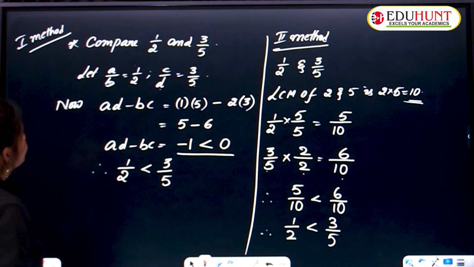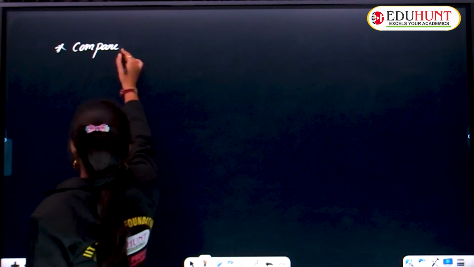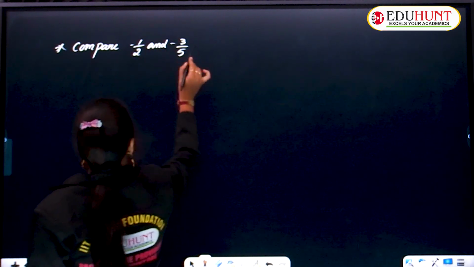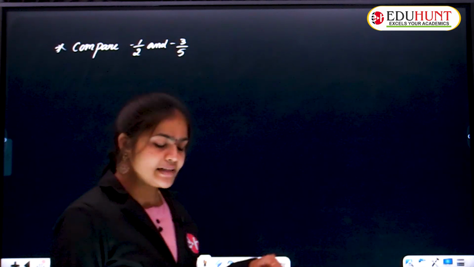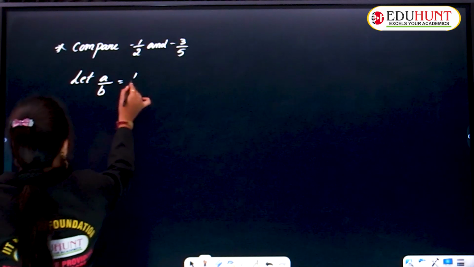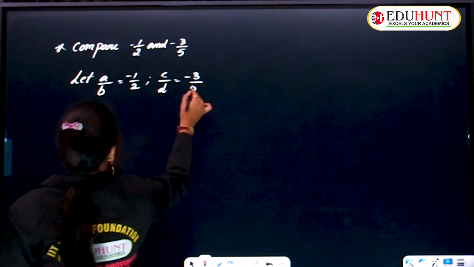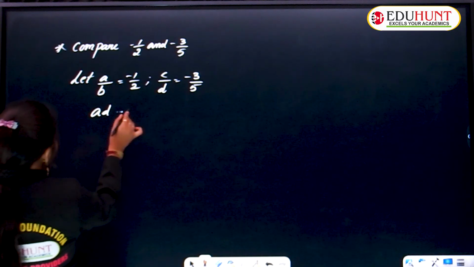One more example, see that. Compare. For positive numbers, we can compare like that. For negative rational numbers, for example, compare minus 1 by 2 and minus 3 by 5. The same rational numbers are taken, but here those two are negative rational numbers. Again, same process only. Let A by B be equal to minus 1 by 2 and C by D be equal to minus 3 by 5. Understood? Now see that AD minus BC.